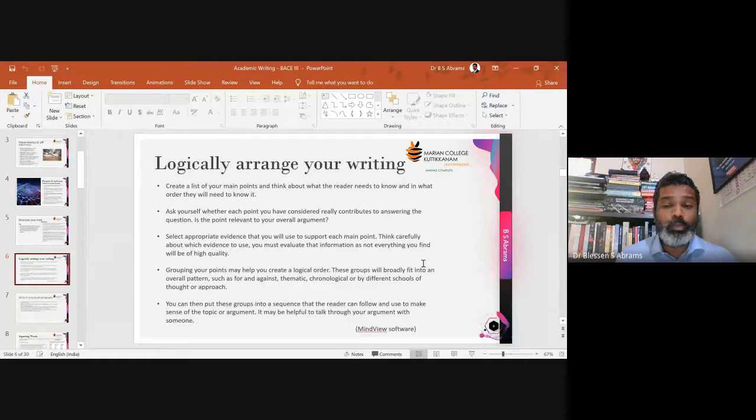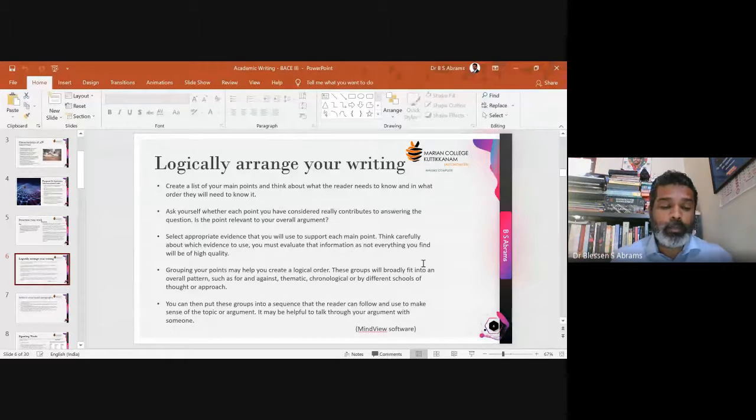These groups will broadly fit into an overall pattern, such as for and against. If you are arranging a point for the sake of "for", then it should come under that particular group, that particular set of your understanding on the "for". And if you are going with "against", then those valid points which you have collected from different resources against the context which is mentioned here.